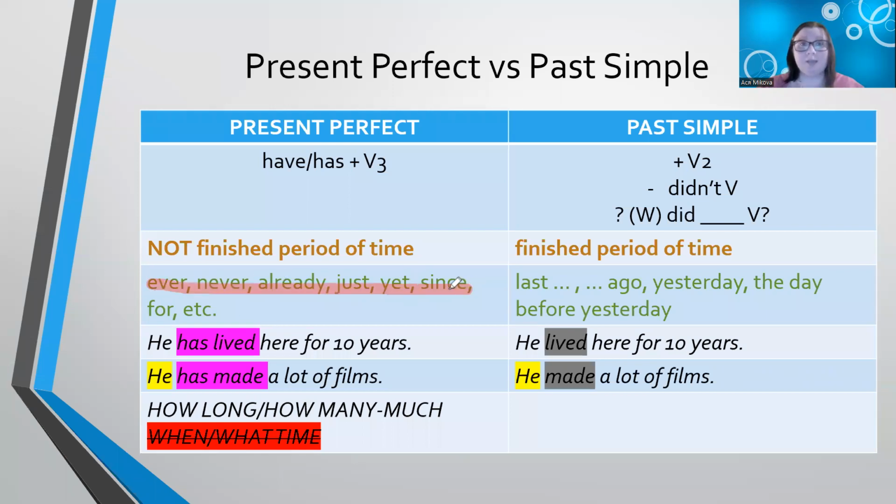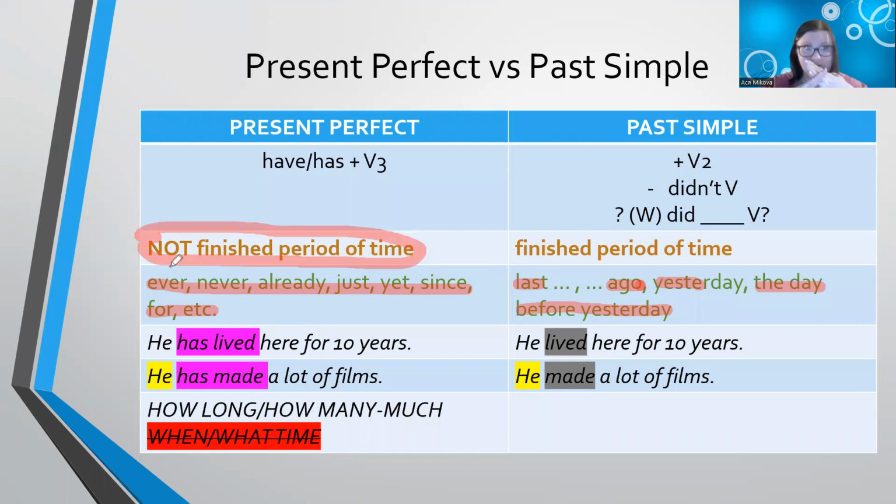Ever, never, already, just, yet, and so on, we use in present perfect. If we use last month, last week, 2 weeks ago, a second ago, yesterday, the day before yesterday, when I was a child, we use past simple. But the main difference here is we use present perfect when we speak about not finished period of time. Period of time, not the action. Usually the action in present perfect is over.